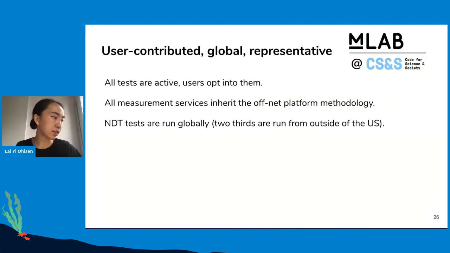Another thing that makes our data valuable is that it's all user contributed, and it's coming from several different locations across the world. In that way, it's representative of a really massive amount of the internet. NDT tests are run globally, and two-thirds are actually run from outside of the US. All of the measurement services that we host benefit from our off-net platform methodology, being hosted outside of access networks. So no matter what test is being run, be it NDT, Dash, WEHE or any other measurement service that we host, all of them benefit from being representative of the user's experience going from user to content that our off-net platform provides.